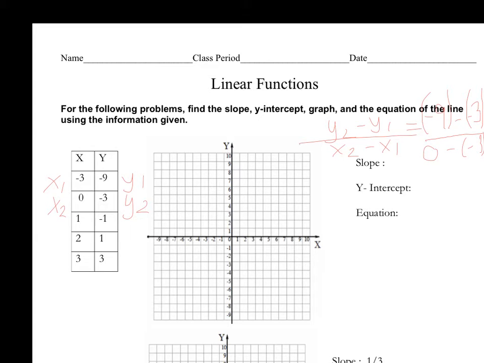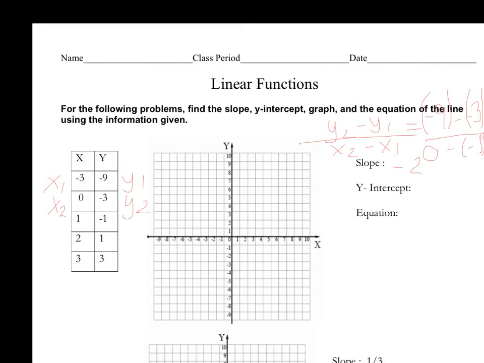So in order to calculate this on your calculator, you're going to go to Calculate, you're going to press Control-T, and you're going to type negative 9, which is the white negative, minus, that's the black negative, negative 3, over 0 minus negative 3. You should get 2. If you didn't get 2, it's because you typed something wrong. So my slope for this should be negative 2. Your slope should be negative 2.